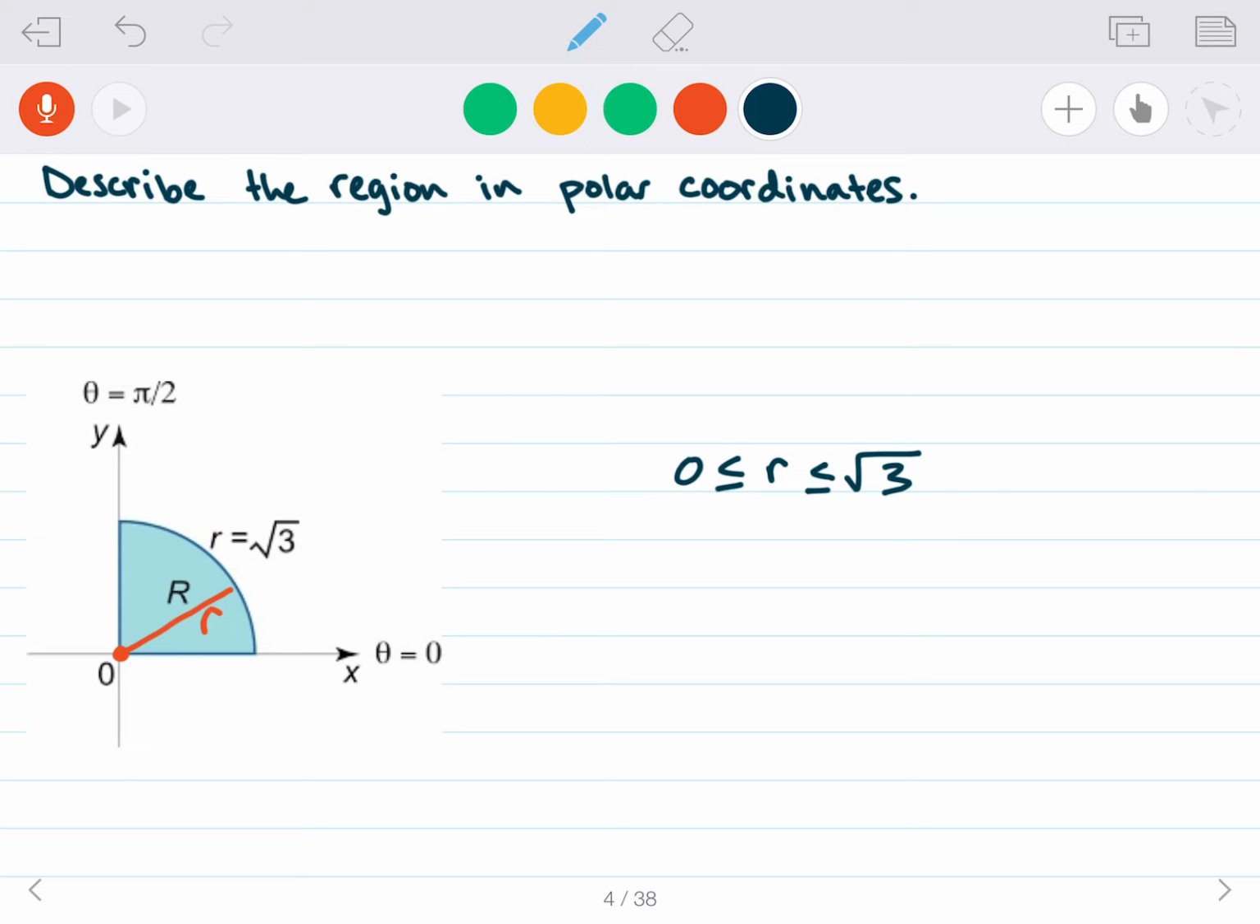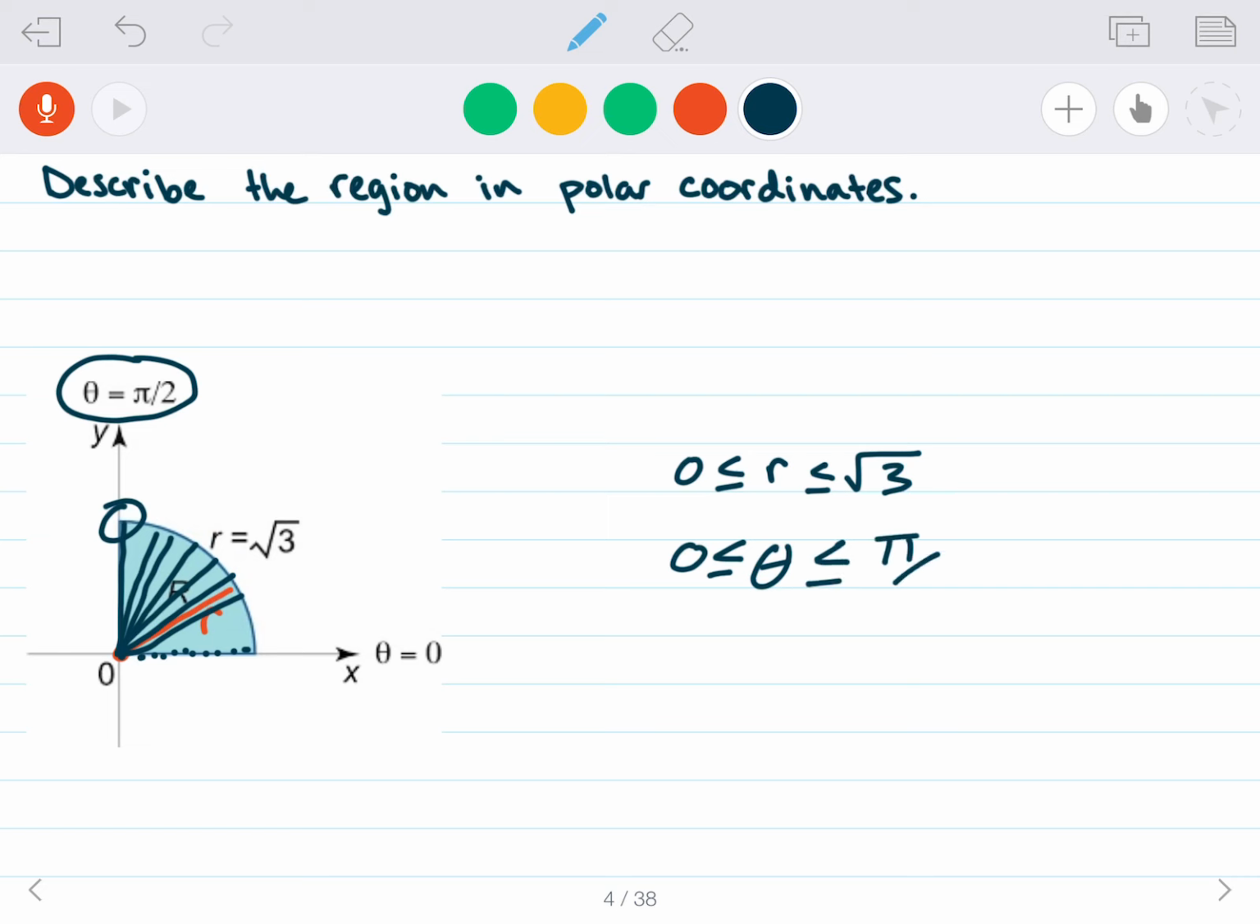Now, where is theta varying? Well, theta can be 0, certainly, because all of these points are included in our set. And as we change theta, we're going to end up getting a maximum value of theta, which right here is pi over 2. This is our maximum value of theta. And so theta is going to range between 0 and pi over 2. And this is how we could describe this region in polar coordinates.